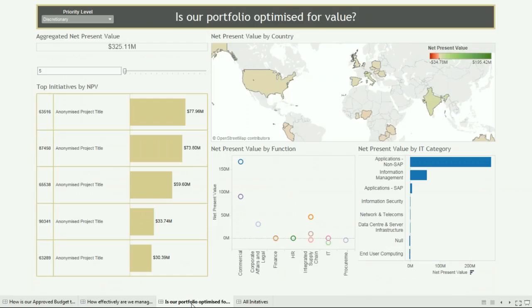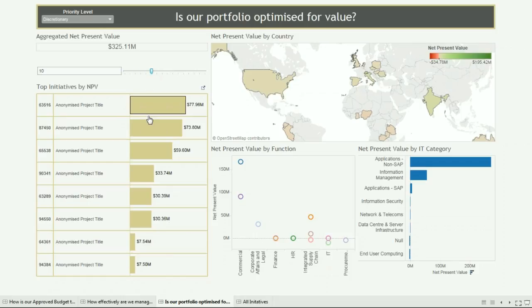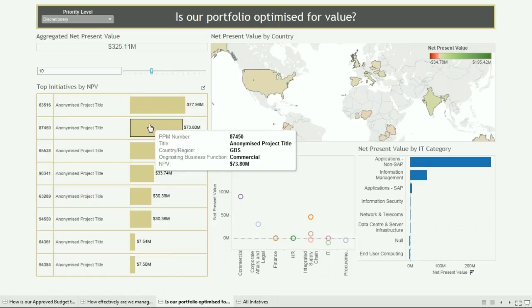In terms of the third and final dashboard that we had for our senior management, this was all around benefits management. The top right hand, again, is aggregated net present value. So this is our planned cumulative benefits from the initiatives within our portfolio. A little bit further below, we've got the top initiatives, this time ordered by their net present value. And again, we have the slider option to bring in more projects, the hover over feature to provide more information around which country, region, and business function.